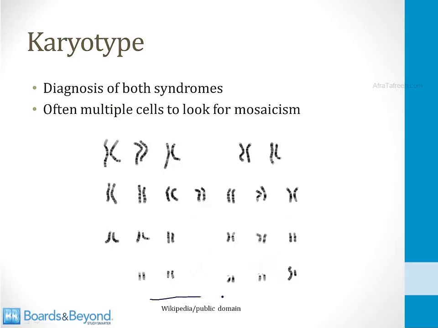This is a picture of a karyogram shown on the screen here. In patients who have Klinefelter or Turner syndrome, you will either see an extra copy of the sex chromosomes or only a single copy of the X chromosome, and often multiple cells are analyzed for the numbers of chromosomes because, as we will see, some patients with these disorders display mosaicism, meaning not all the cells in their body have abnormal numbers of sex chromosomes.